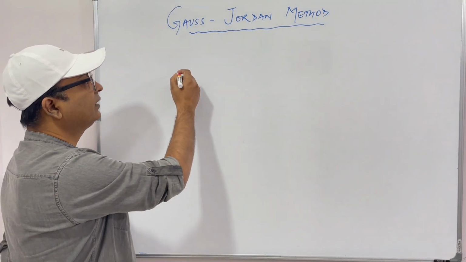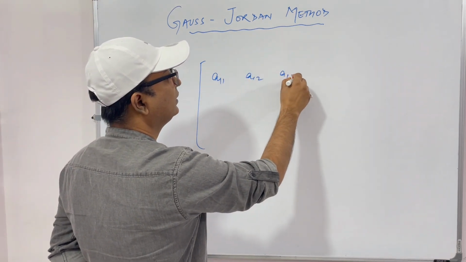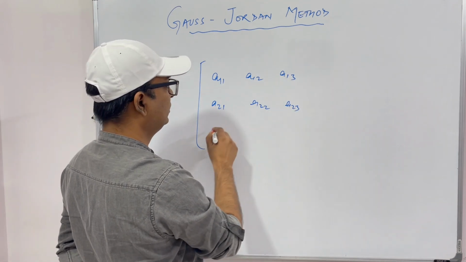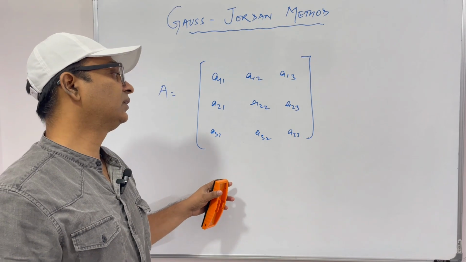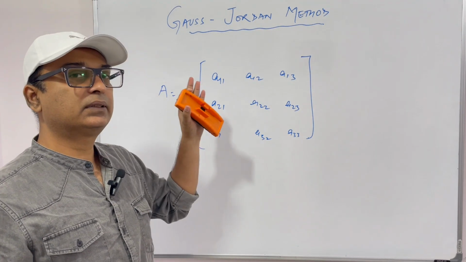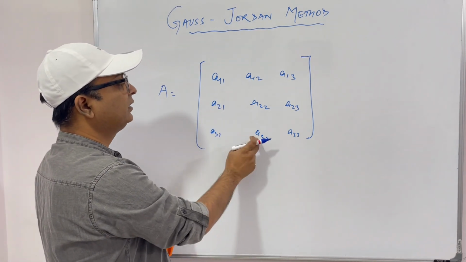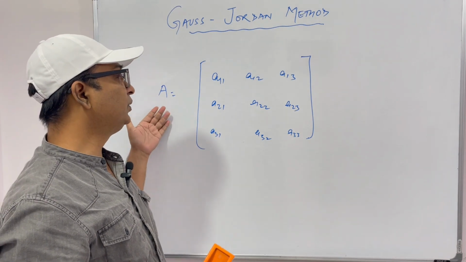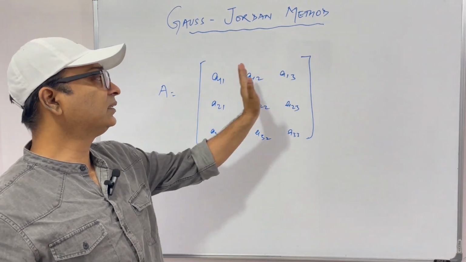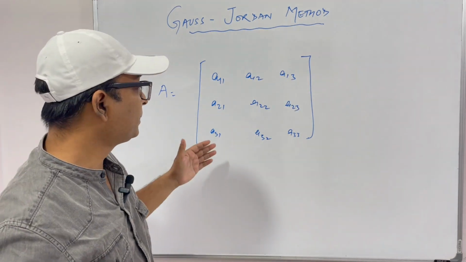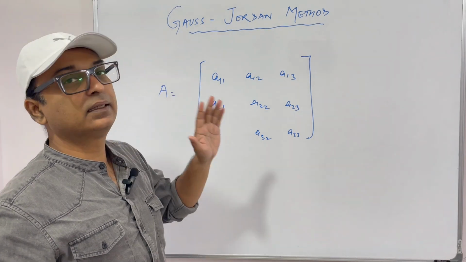How? What we do? We have this A matrix as A11, A12, A13, A21, A22, A23, A31, A32, A33. For three variables, we have three linear simultaneous equations, the A matrix for which is this. This we have dealt with in our first lecture. Now what we do in Gauss elimination method, we operate on the matrix and make these three coefficients zero, so that we get an upper triangular matrix, and then we have an equation for X, Y, Z. In Gauss-Jordan method, we operate on the A matrix and make it a diagonal matrix.